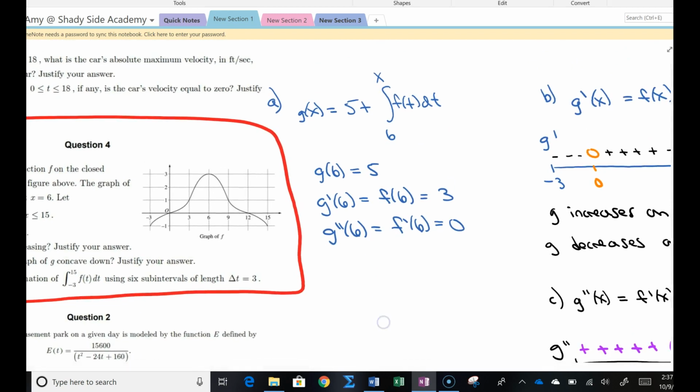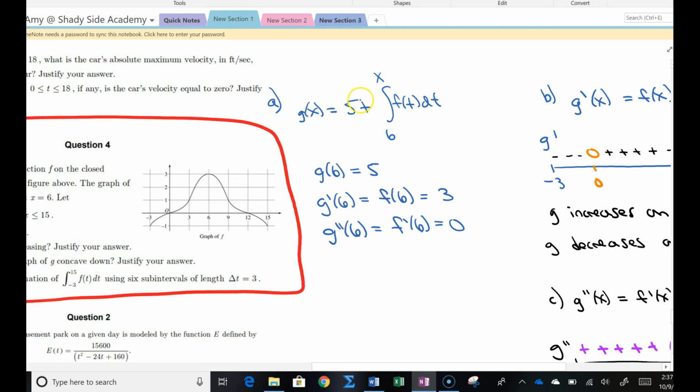Okay, so here's my work. Let's check together. Here I just wrote the function g of x. I know g of 6 will be 5 because if I look at g of 6, this definite integral from 6 to 6 will just equal 0. So g of 6 is 5. g prime of 6 equals f of 6.